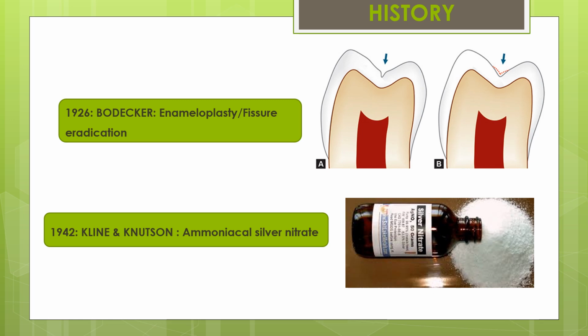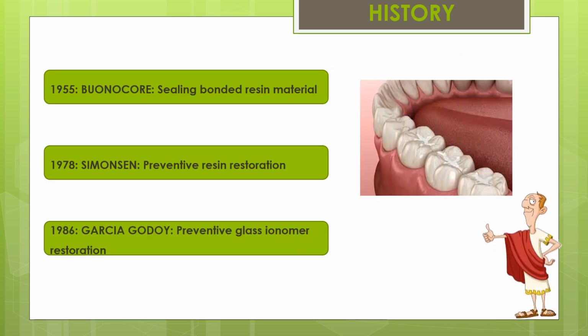Next, in 1926, Whitaker introduced a procedure called enameloplasty or fissure eradication, wherein they changed all the deep pits and fissures, that is all these retentive areas, into self-cleansable areas. Next, in 1942, Klein and Knutson used ammonium silver nitrate. In 1955, Buonocore used sealing bonded resin material as a sealant. Here he also found that he used high concentration phosphoric acid, that is 85%, and found that it increased the attachment between the resin and the tooth surface.